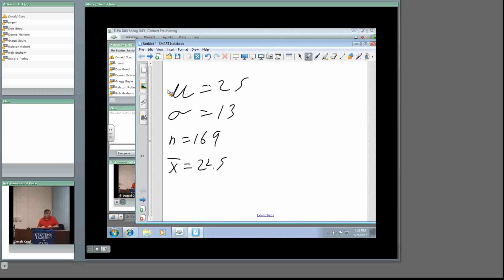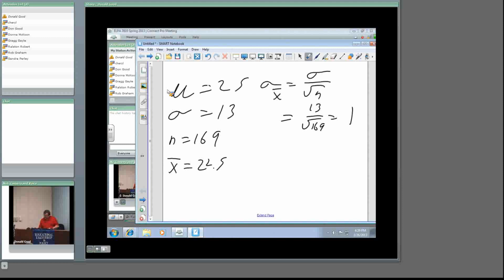So first of all, we have to remember what we need to get with our standard error. Our standard error is calculated by the standard deviation divided by the square root of n. So in our case, it's going to be 13 divided by the square root of 169, which is 13. So 13 over 13 is 1. So our standard error is 1.